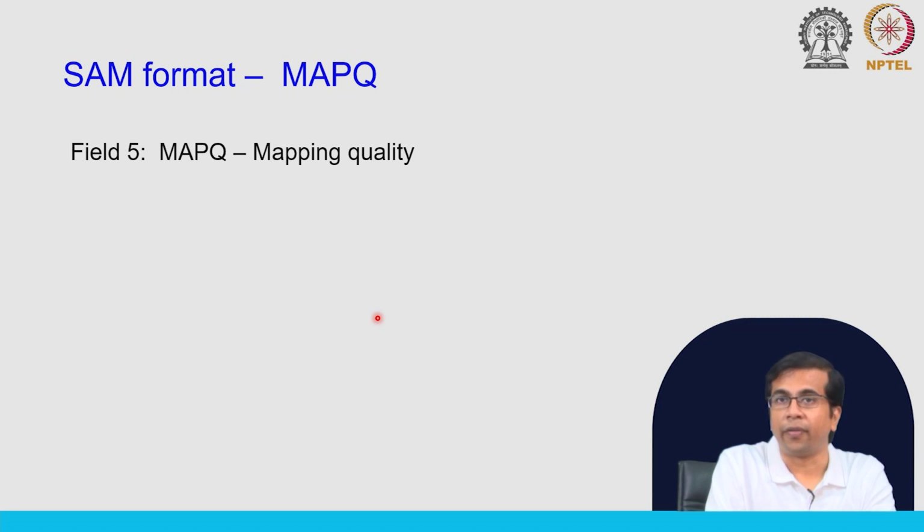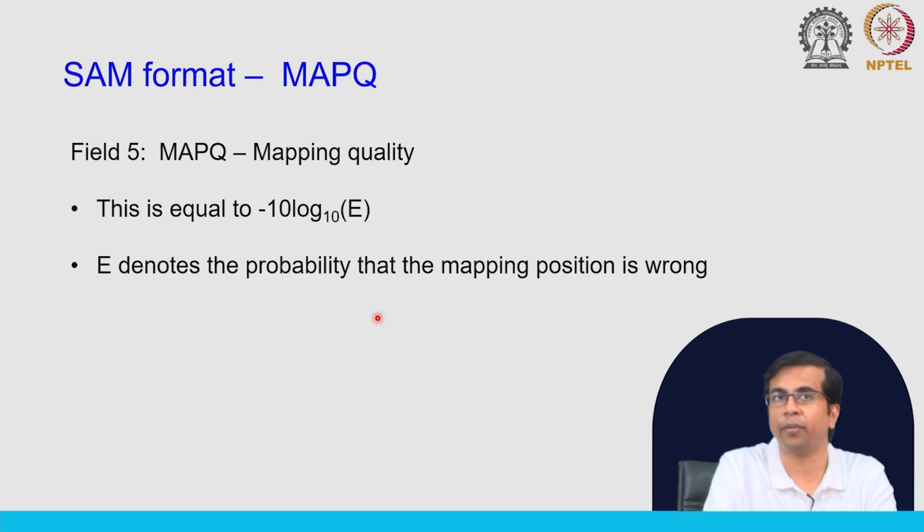So, the field 5. We have now got the query name, we have got the flag, which describes some of the properties of the alignment, then the reference sequence name, and the position information. Then field 5 gives you something called MAPQ, or mapping quality. It is comparable to what we described before for base quality, a very comparable idea. You get a number as the mapping quality value, and this is equal to minus 10 log 10 E.